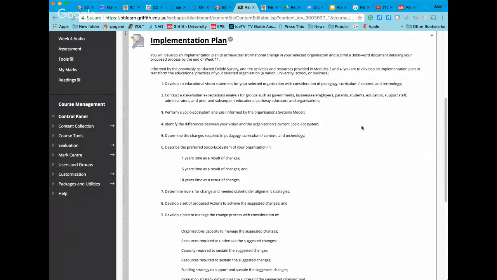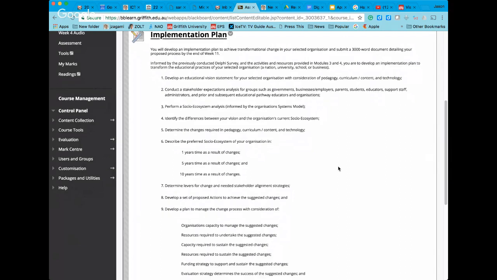Well, first off, you need to identify them. Then you'll need to work out, okay, from what the organization currently does, what needs to change in order to achieve the vision. And that could be in pedagogy, in curriculum, and in technology. And then you'll describe how your organization will be different in 1 year, 5 years, and 10 years as a result of your implementation plan.